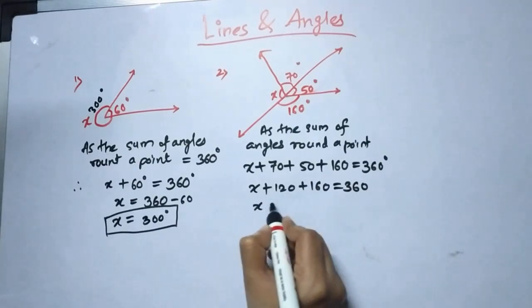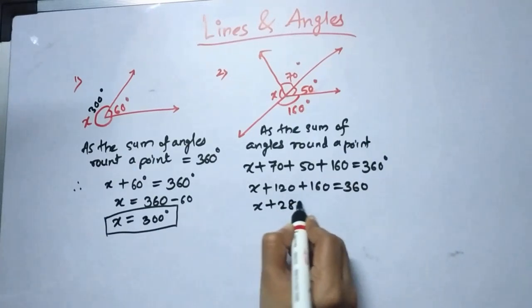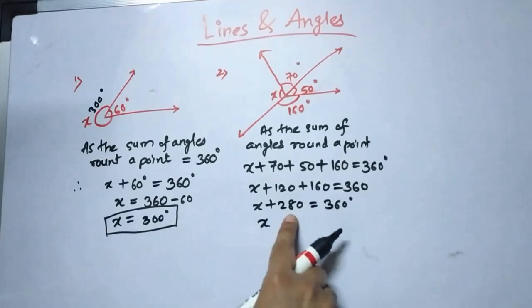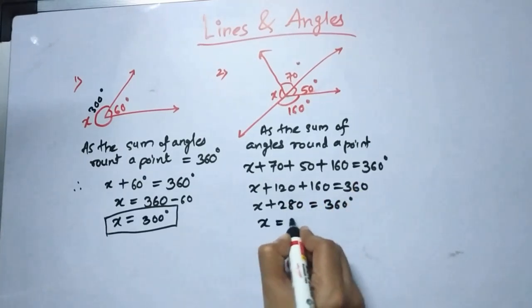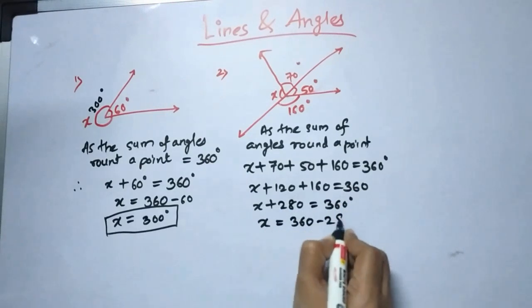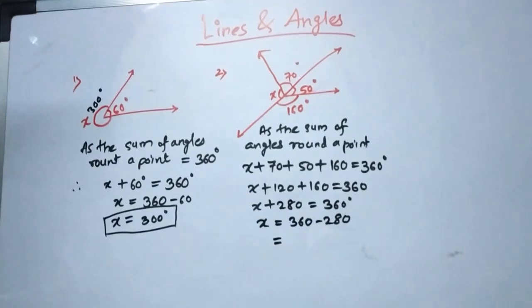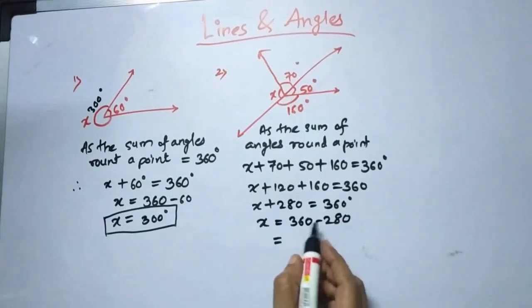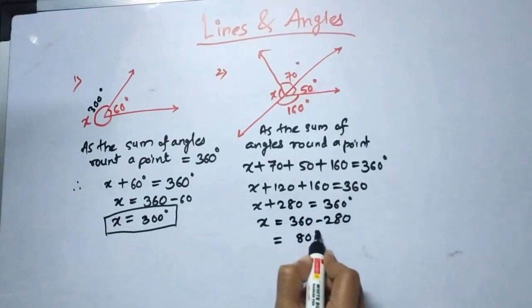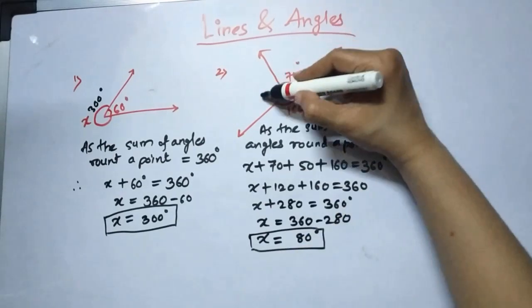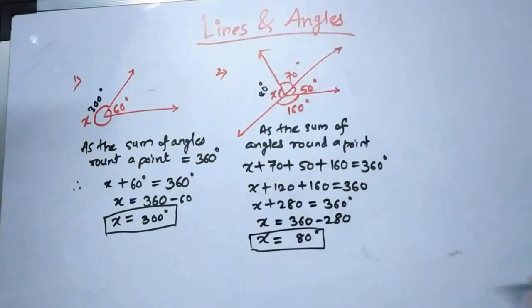So friends, just find the addition here. We'll get 280. Just send this 280 to that side. We'll get 360 minus 280. So friends, we'll get 80 degrees. So this angle, x angle, is what, friends? 80 degrees.